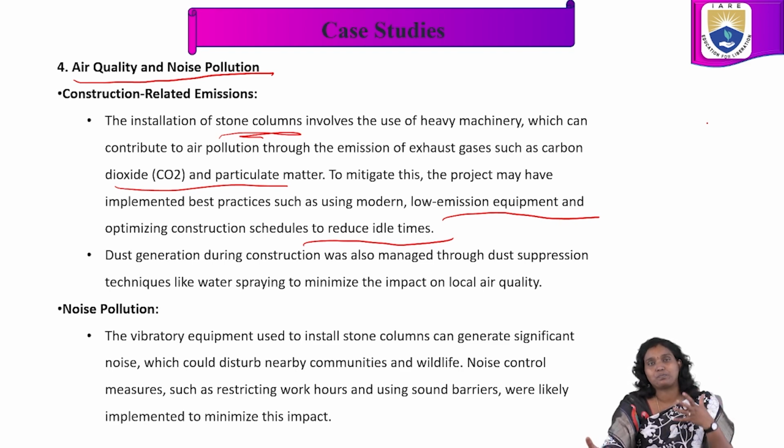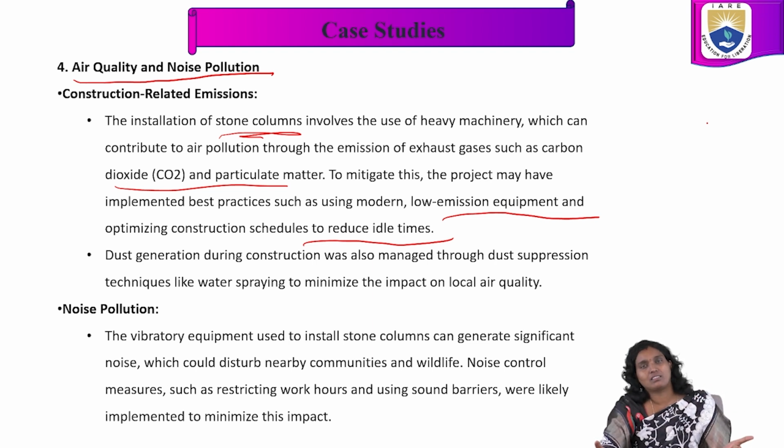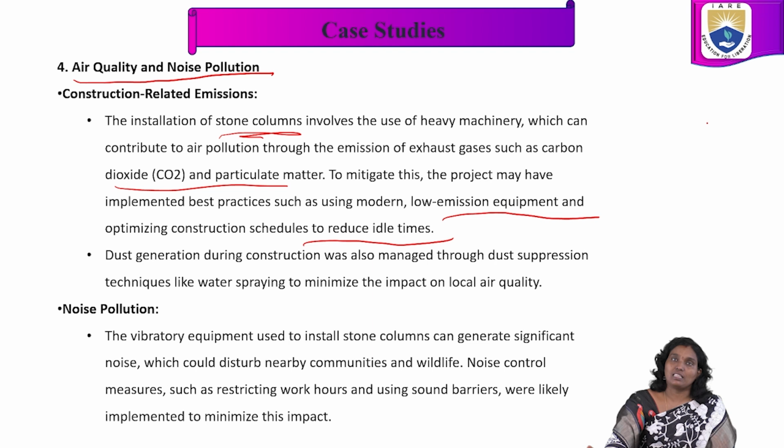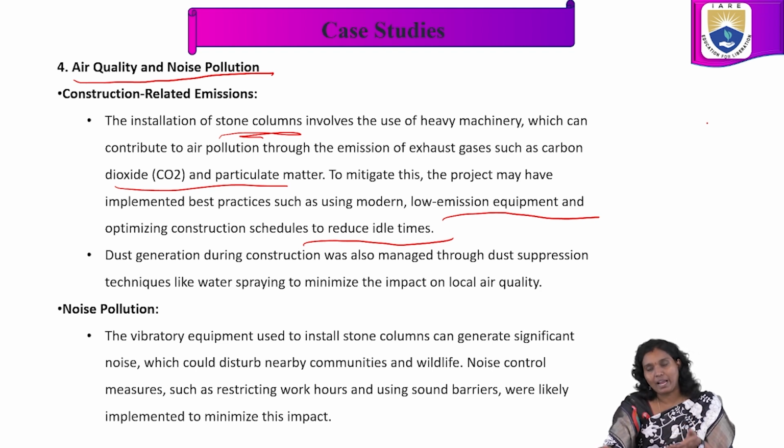So in these stone columns, at the time of the installation process and other processes, because the heavy machinery is working, it is going to release some emissions to the air. So definitely air is going to be affected. What kind of measures we take to reduce this is an important parameter for these kinds of environmental impact effects. Dust generation during construction work is also managed through dust suppression techniques like water spraying to minimize the impact on local air quality. So the impact is there, but the practices we use will reduce those effects.